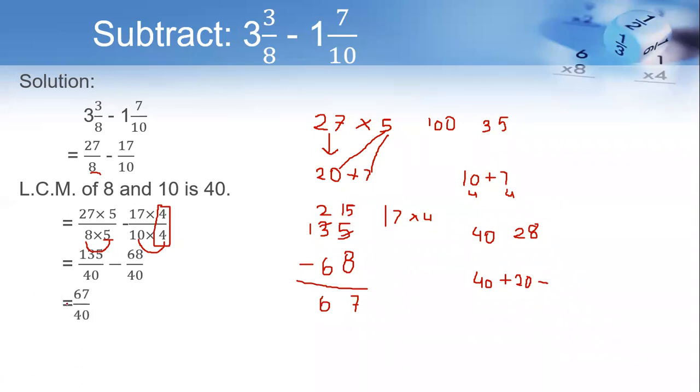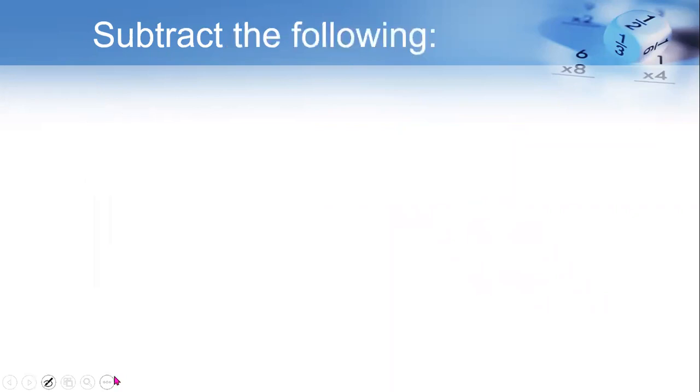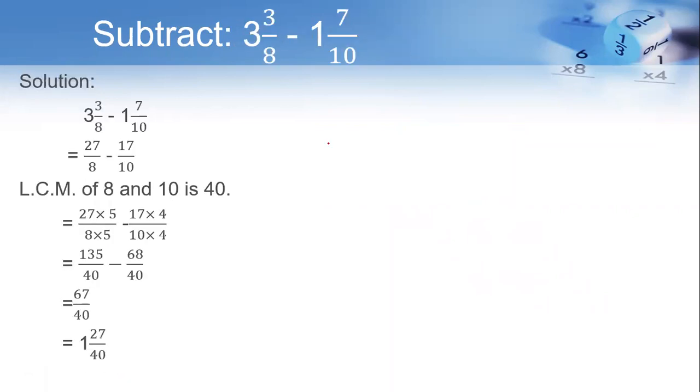67 by 40. So now again divide here and you will get the result. Divide it. 41 down. 40 minus... 27. 1 whole. 27 by 40. Yeah, 1 whole 27 by 40 is your answer, right? In that way you have to do it. Okay, once let's copy this also.